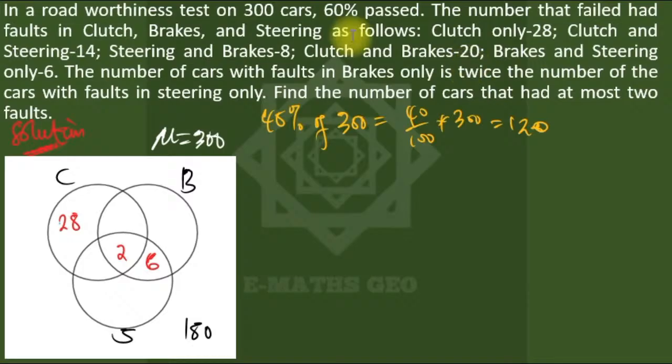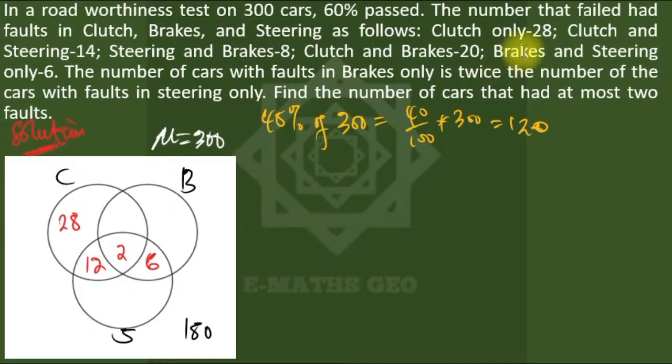So they now said, which one again? Is there any other? Okay, 14. They say clutch and steering 14. So here is 14. Clutch and steering 14. So here should be 12. Since clutch and steering is 14 and we have 2 here, so here should be 12 to make it 14. So we need to be careful. Clutch and steering 14, so see it's 14.